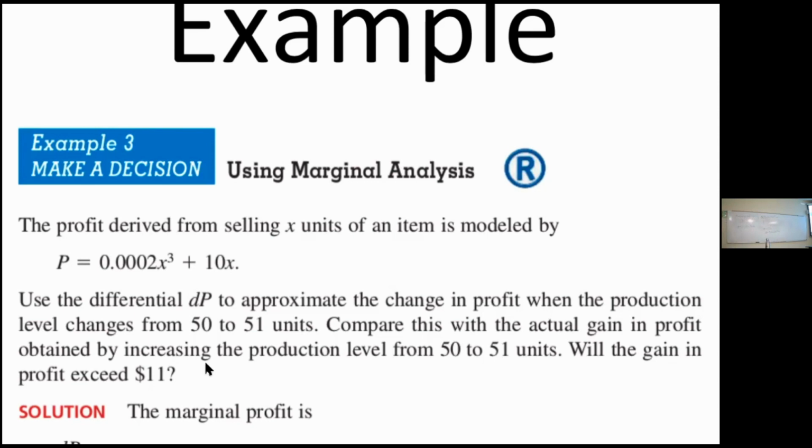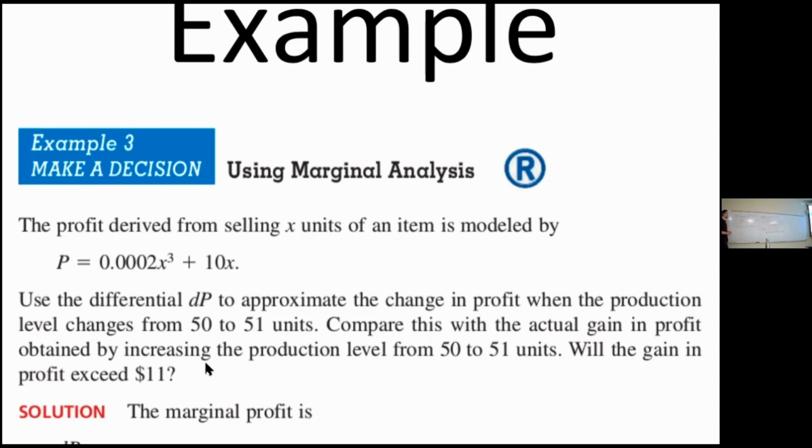Want to check my math? Well, my mistake. 0.0006 times 25,000 plus 10. What should it say? Yeah, 11.5. That sounds right. That's what I got. Okay. So we found dp. dp is equal to 11.5.